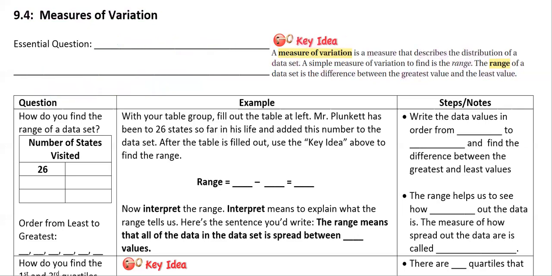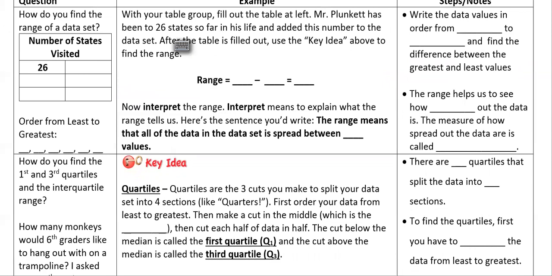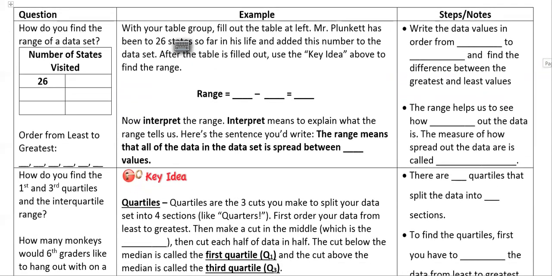Let's go on to the first row here. I already asked you all how many states you've been to. So first we're going to find the range of a data set. How do we find the range of a data set? And we're going to use this data set. I was going to have you go to your table group. Mr. Plunkett has been in 26 states so far, and I've added that number to the data set. And then you are going to fill it out.